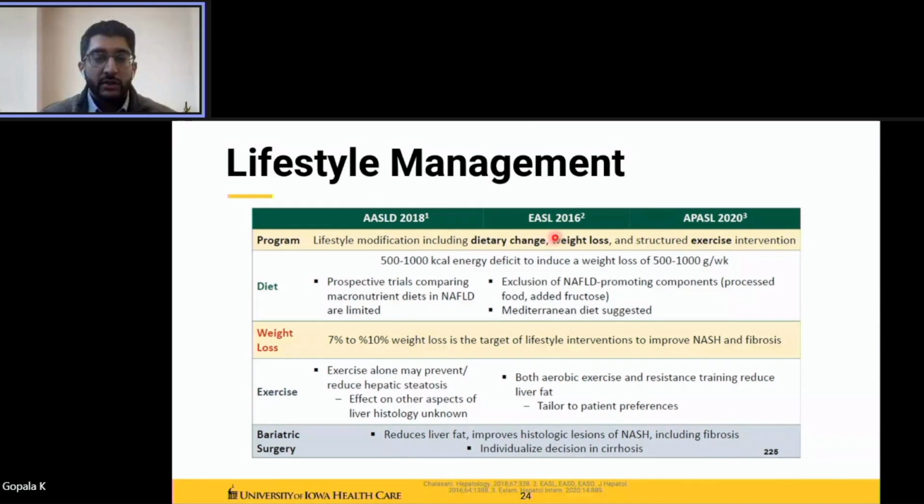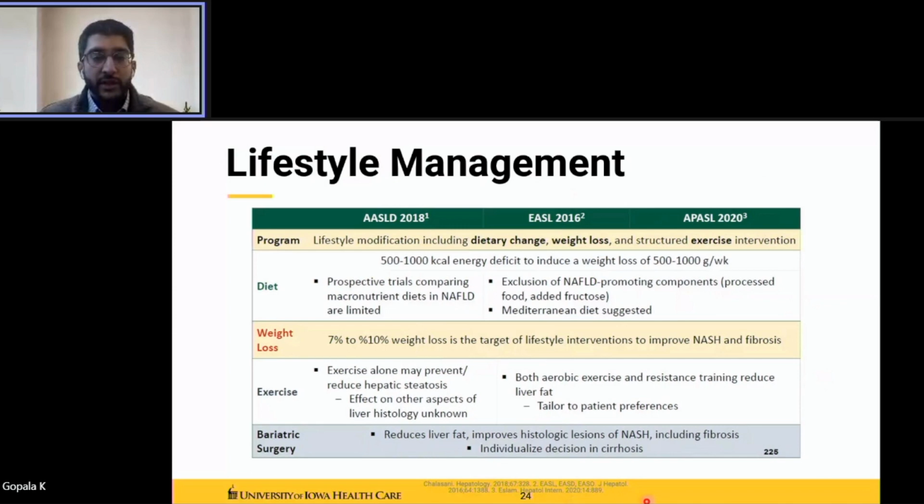These are three societies for liver. This is for the U.S. EASL is the European Association, and APASL is the Asian Pacific Association for the Study of Liver Diseases. So that's the Asian society, and they all essentially recommend the same things. And in certain patients, bariatric surgeries can be recommended as well. But the main thing I tell my patients is to lose 5 to 10% of their body weight over a year. Any amount of weight loss is helpful.